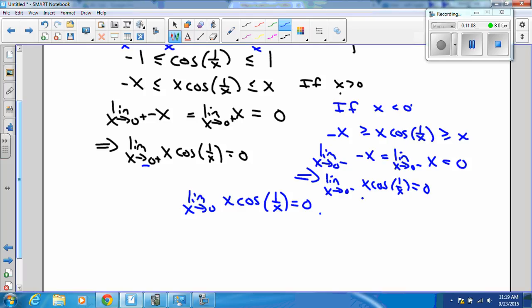Yes. I still don't understand, like, how did you get negative 1 less than or equal to the thing in the first place? What is the range of the cosine function? 1, negative 1, but we got like 1 over x. No. Because 1 over x is going to be some number, and when I plug that number into cosine, cosine is going to spit out a value between negative 1 and 1. Right. Yeah. Yes.